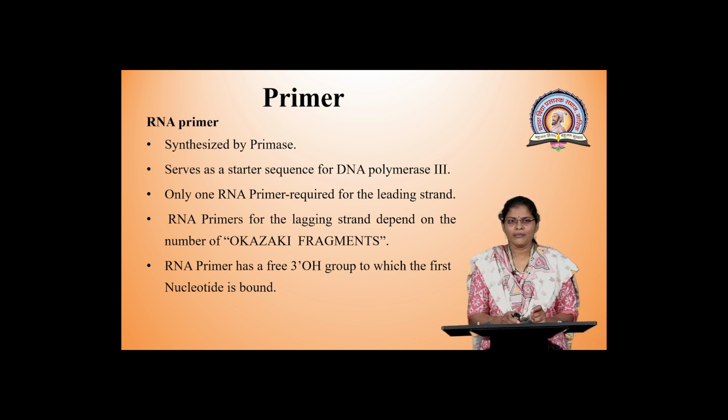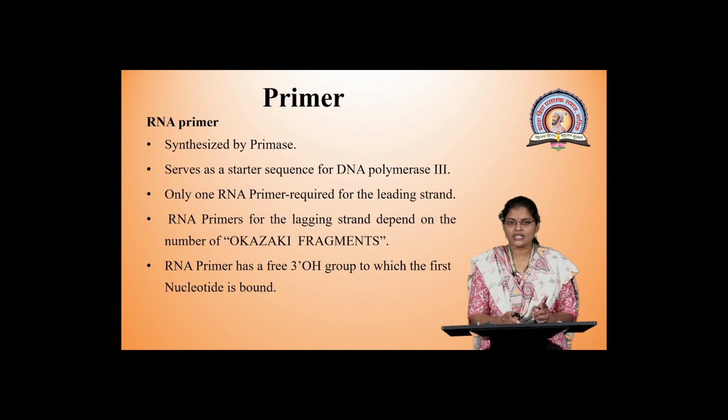So, this RNA primer is synthesized by the enzyme called primase, which serves as a starter sequence for DNA polymerase 3. Only one RNA primer is required for the leading strand. RNA primers for the lagging strand depend on the number of Okazaki fragments. So, there are 2 types of newly synthesized strands, that is the lagging strand, and the second one is the leading strand.